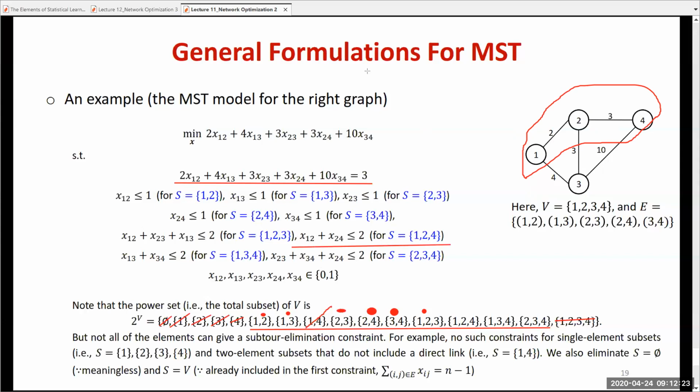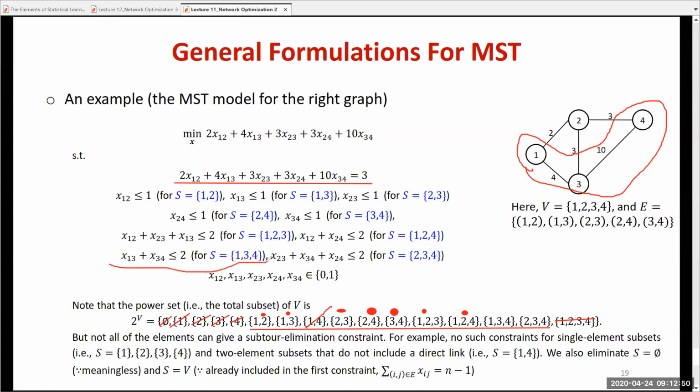And then consider subset 1, 2, 4. 1, 2, 4 is done, sorry. Consider subset 1, 3, 4. 1, 3, 4 is here. Almost exactly the same, see it? 1, 3, 4 is right here. See it? So I should have x13 plus x34 is less than or equal to 2, which is here.